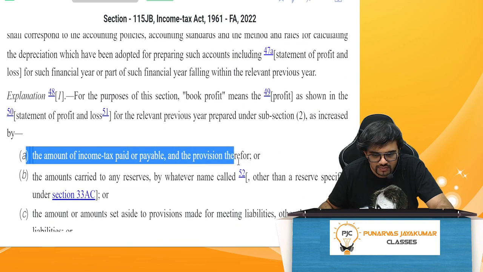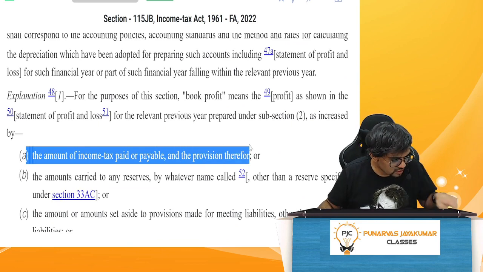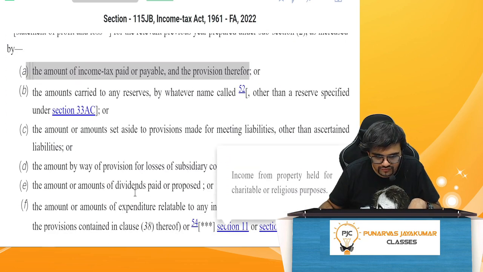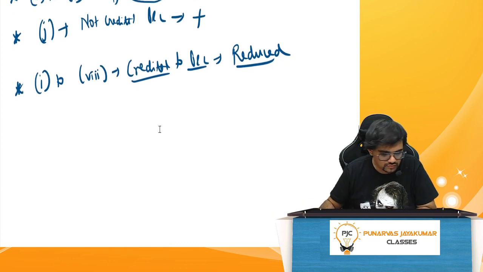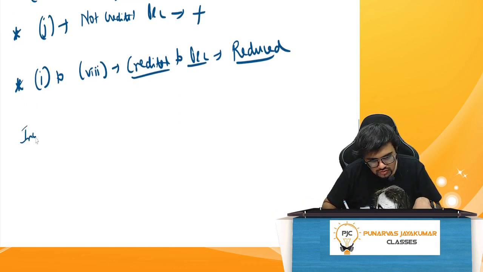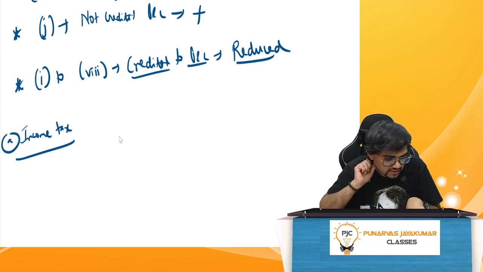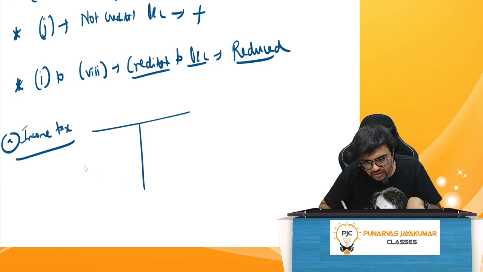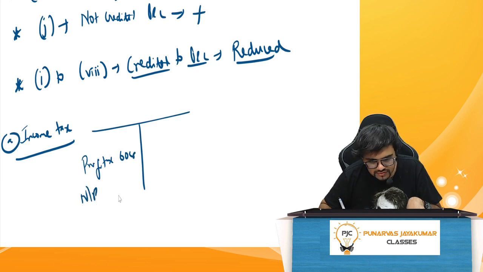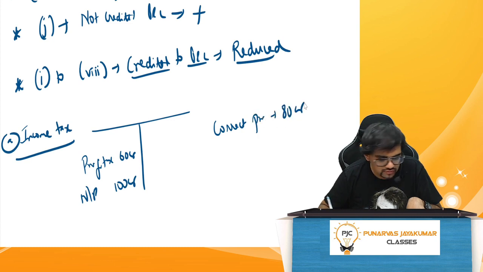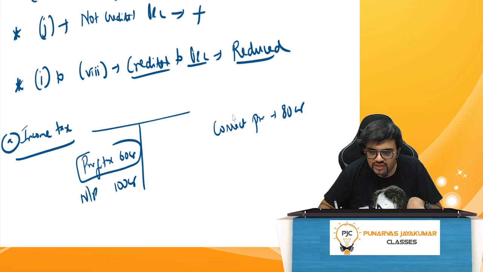Amount of income tax paid or payable and the provision thereof. So first is income tax. Basically, income tax payable, even in the normal income tax provisions, I will add back, or the provision thereof. For example, provision for tax is 60 crore, net profit 100 crore. Correct provision, later they'll give in the exam, correct provision is 80 crore. You will add back 60 crore or 80 crore?